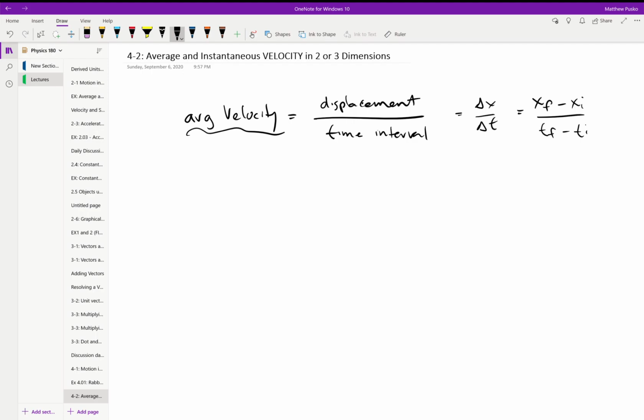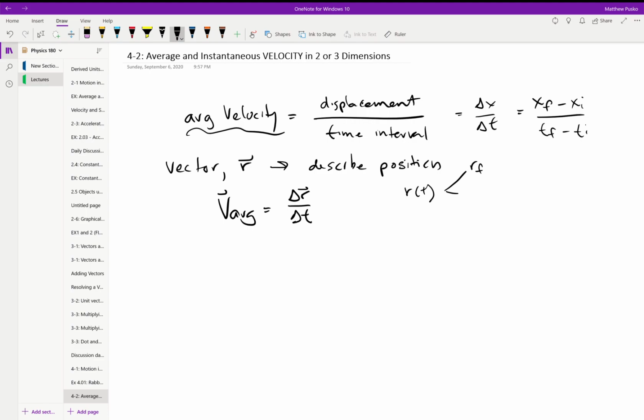Same thing goes for this, except we are going to be using the vector r to describe position. So the velocity average would then be our delta r over delta t. So in our example problem, we actually had some r as a function of time. Well, we could find an r final and an r initial at some t equal to t final and some t equal to t initial. Well, we could take those, r final minus r initial, and divide it by our time interval. That would give us our average velocity.